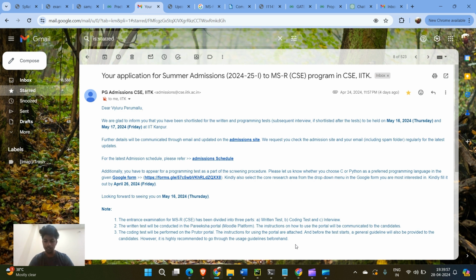I got a reply from IIT Kanpur. They're conducting a written test and programming test. So I have to go to IIT Kanpur on May 16th and 17th and write the exam there. That is the context given in this mail. If I perform well there, then I can get a chance to pursue a master's in computer science from IIT Kanpur. That is the entire context of this mail.